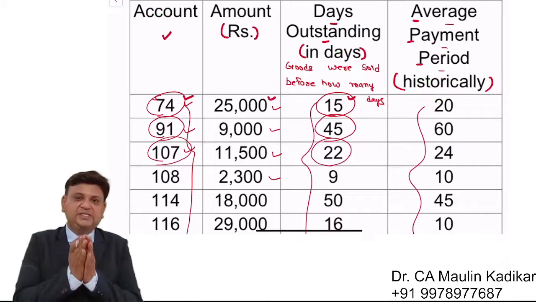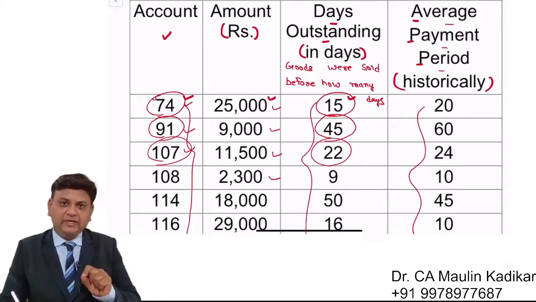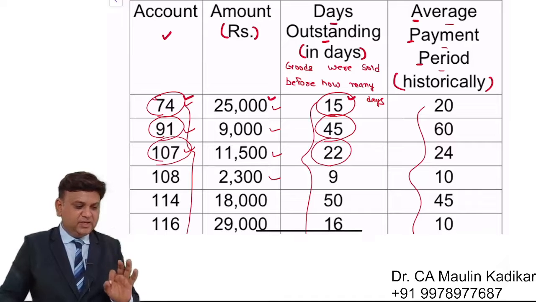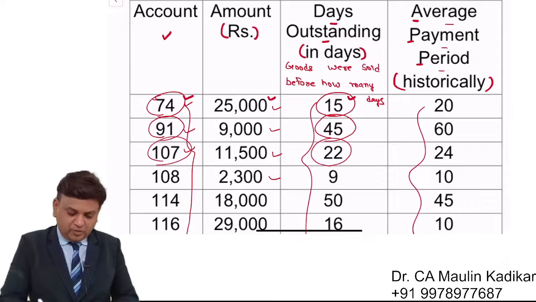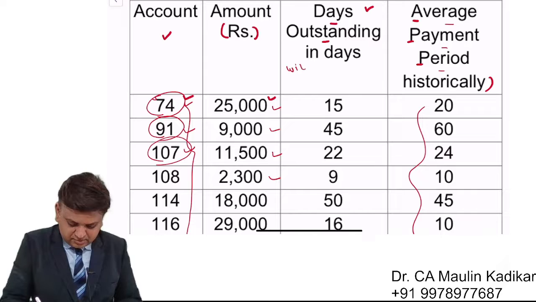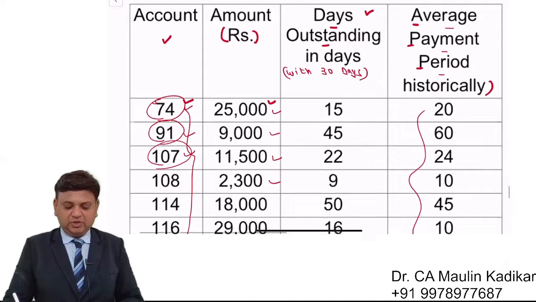Let us have understanding of how to calculate the answer of the question. Which customers qualify for the purpose of lending? The question says that the bank lends 80% on accounts where customers are not currently overdue. What does it mean, friends? It means that we are required to make a comparison of this column with 30 days.